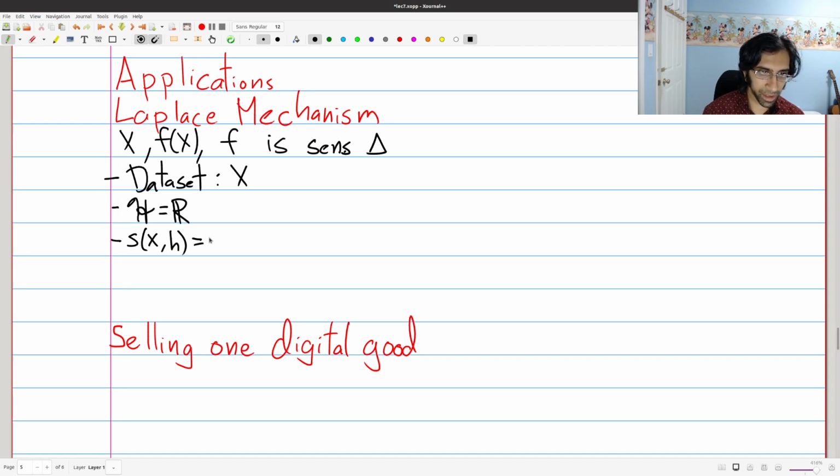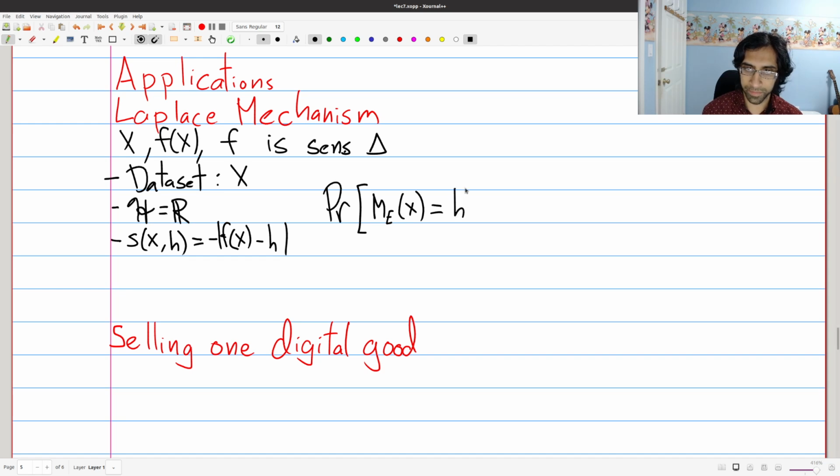This is going to be a little bit arcane looking, but we're going to define it as negative of the absolute value of the function at that point, on the data set, minus the value of h. So it's a bit weird, but let's see what this defines as a distribution. Well, now we have that the probability that the exponential mechanism on some x equals some particular h.